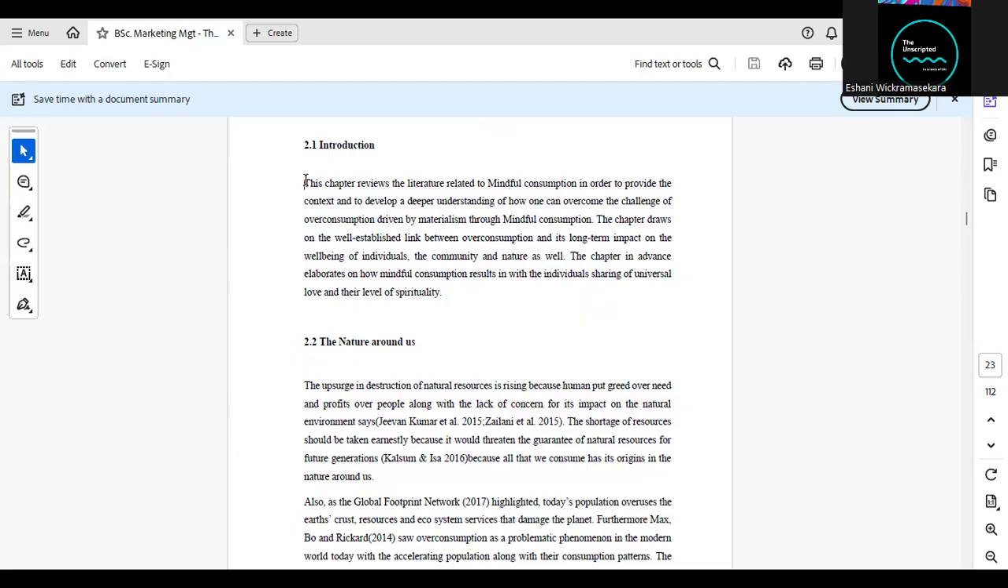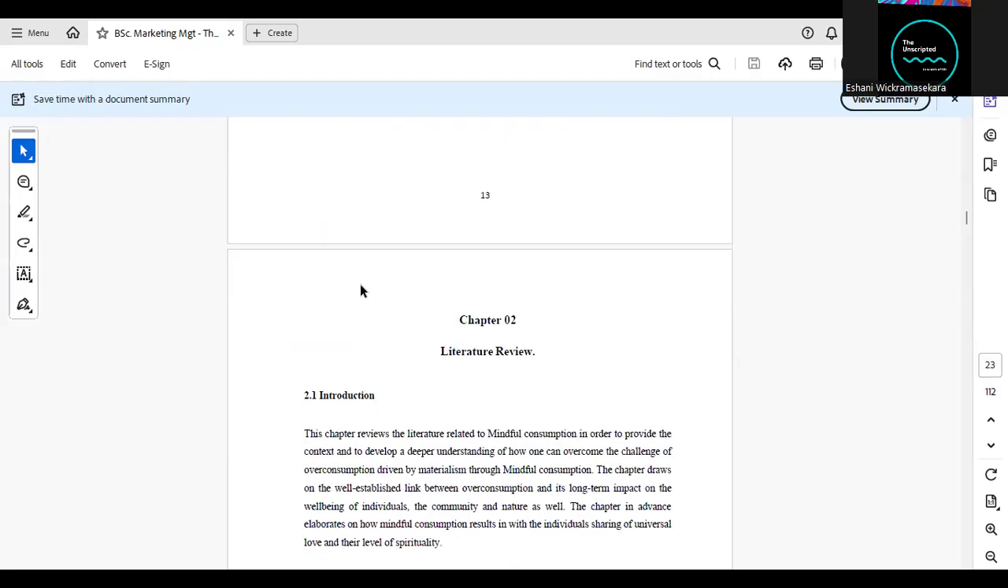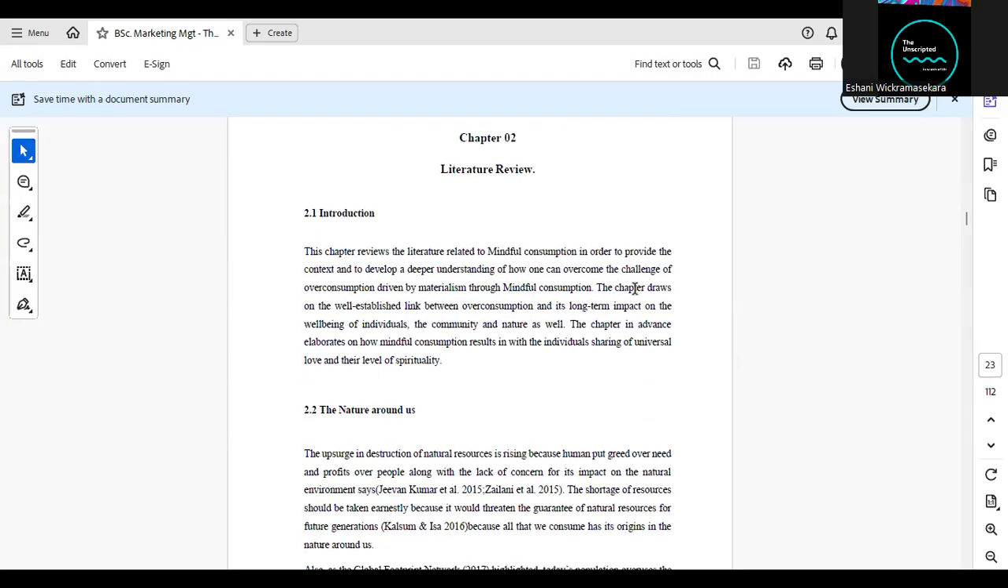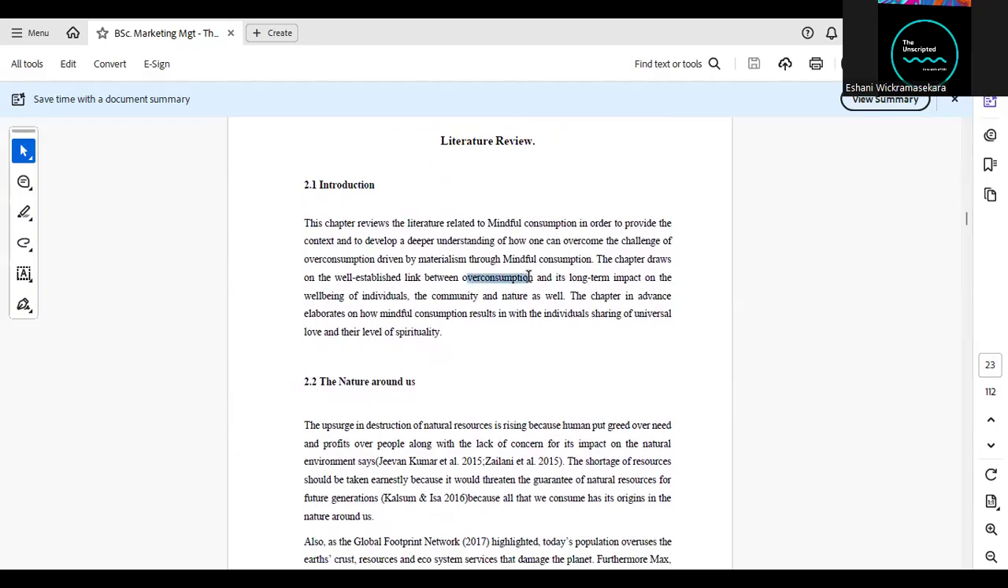You can always look back to your research question or your problem as well, because this is an entirely new chapter again. So you can have that carry forward from chapter 1 to chapter 2, and then highlight what this chapter specifically will include. Here it says it is creating a very good foundation for overconsumption and its influences, and then mindful consumption, and then spirituality and universal love.